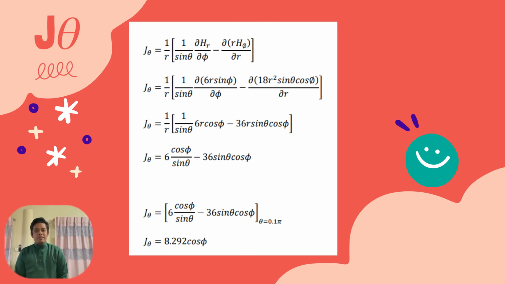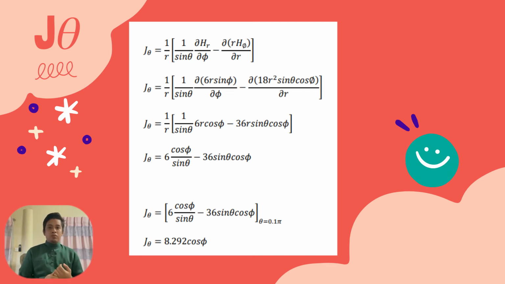Now I would like to explain about J_theta. After finding the curl of H, as the question stated, let the direction of dS be a_theta, so we only need to take the a_theta element from the curl equation.